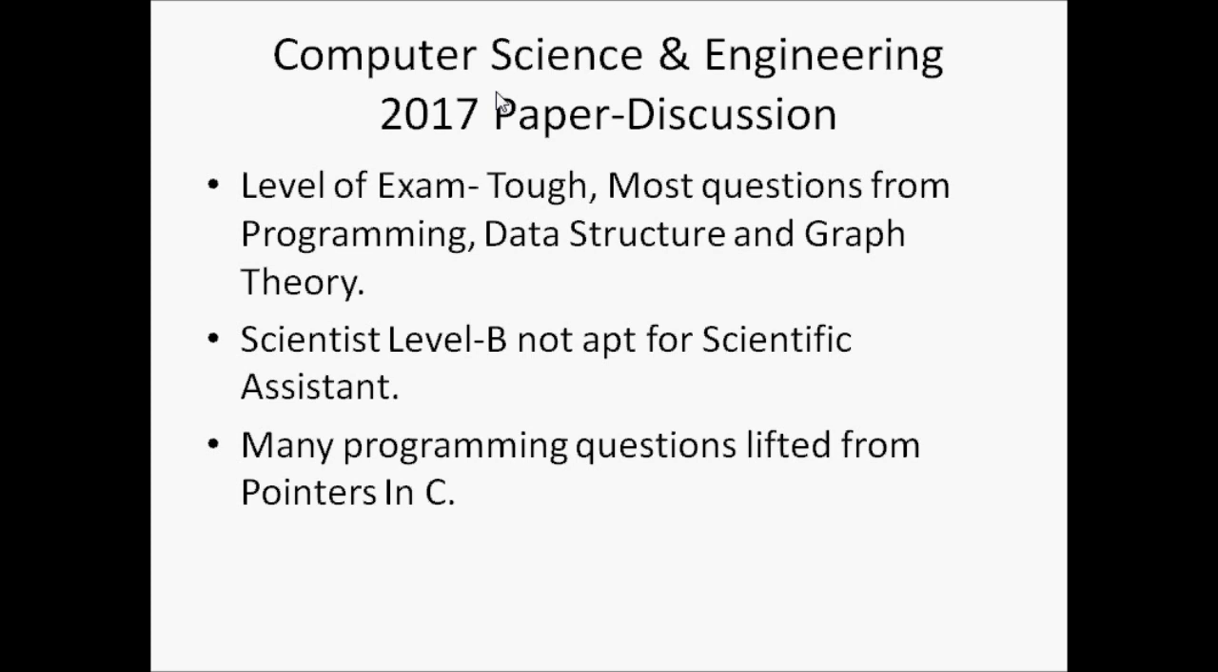Last time we discussed the Computer Science and Engineering 2016 paper. Today we are going to the 2017 paper, the one held in July itself. If we compare, the 2016 paper is of Scientist A level, that is the Scientific Assistant post, while the 2017 paper has more numerical type questions, so we can say it is of level B.